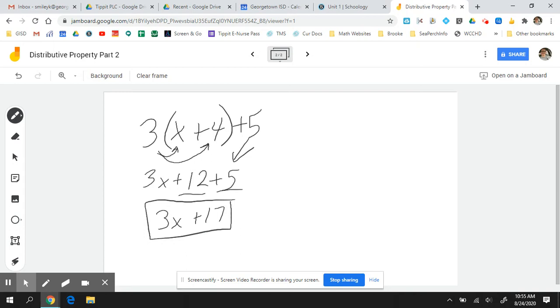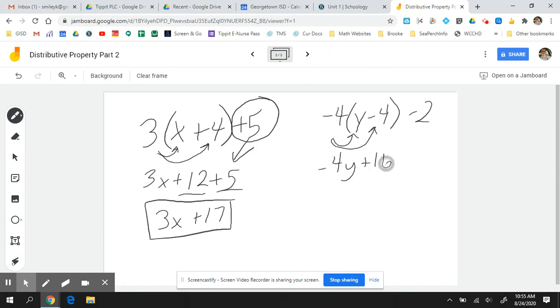Okay, that is what we're going to do today. It adds in this little bit of extra on the outside of your distributive property so that you can combine like terms. So another example, negative 4 on the outside of y minus 4, and then minus 2. So again, we're going to do distributive property. So multiply: negative 4 times y, negative 4y. Negative 4 times negative 4 is a positive 16. And bring down the minus 2.